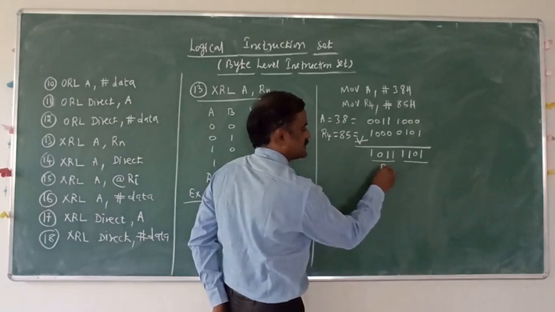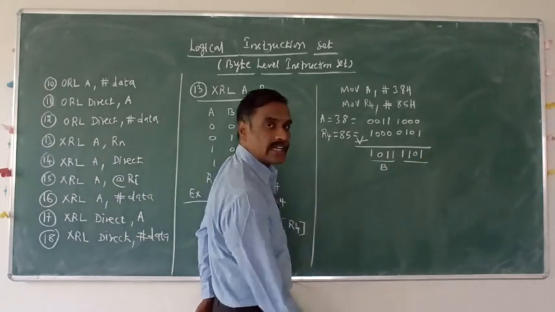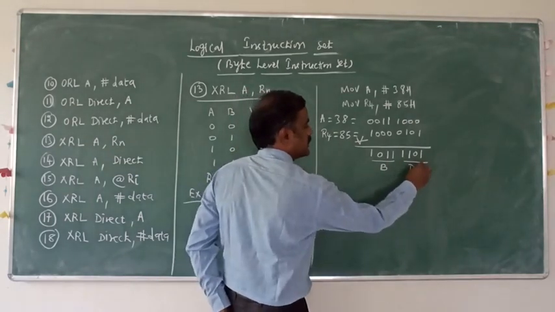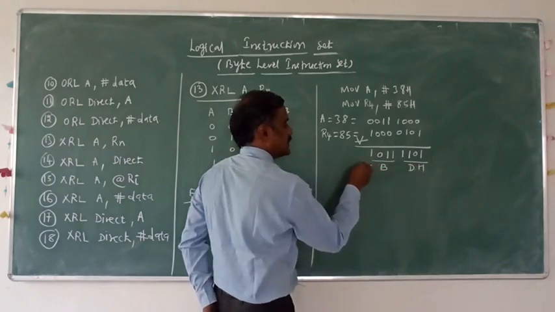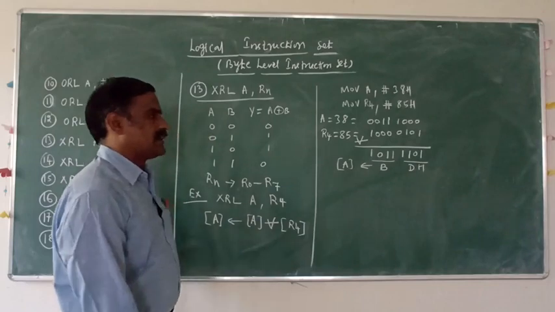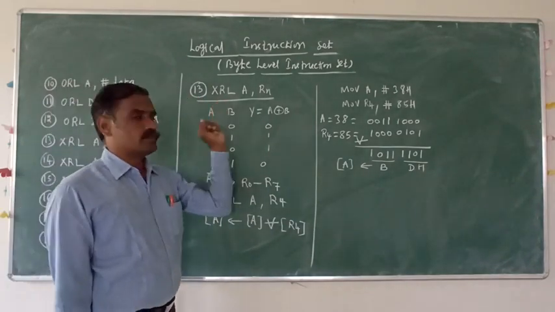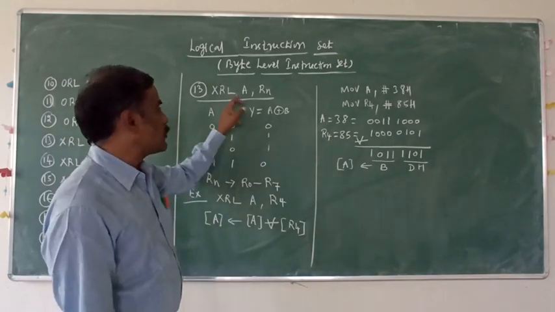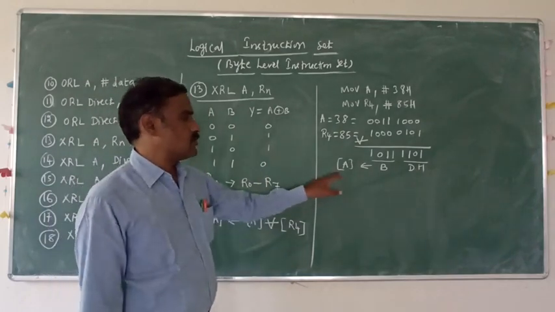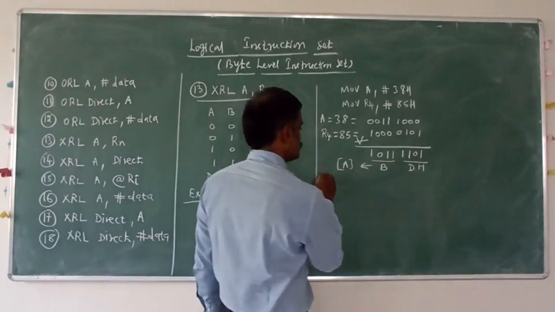1011 is 11, in hexadecimal value B. This is 1101, which is 13, in hexadecimal value D. Now BD data moves to the A register. This is the operation of exclusive OR of the accumulator with any given register content, and the result always moves to the A register.